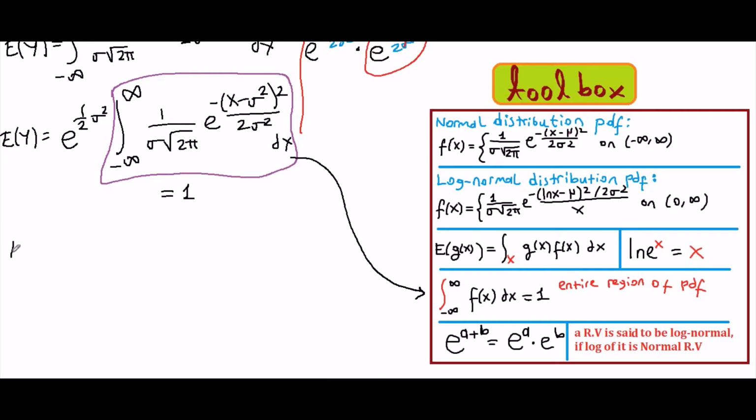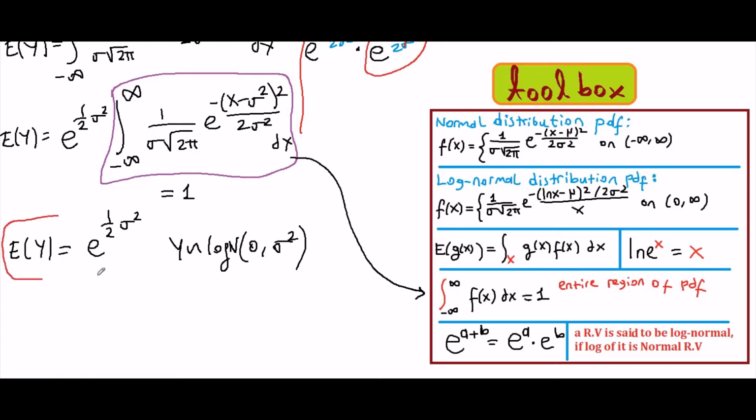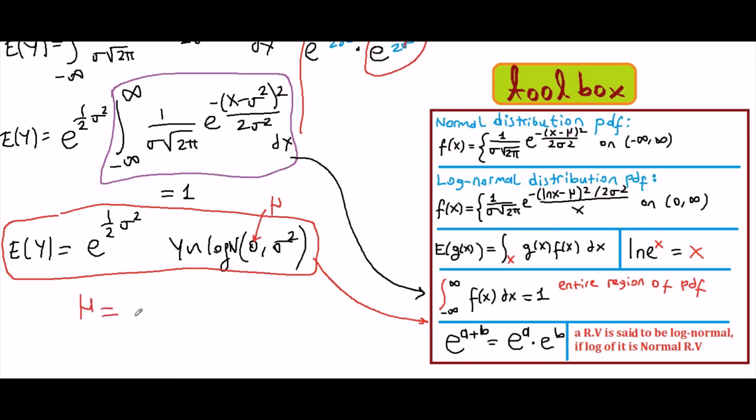So our expectation of y turns into e to the 1/2 sigma squared, where our y is log normal with the parameters 0, sigma squared. So we can put this in our toolbox here because we're going to use it. This was the expectation for log normal of y with the mu that is 0. Now let's find the general case, where mu is not equal to 0.